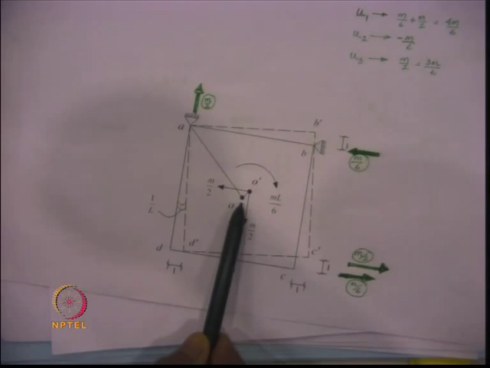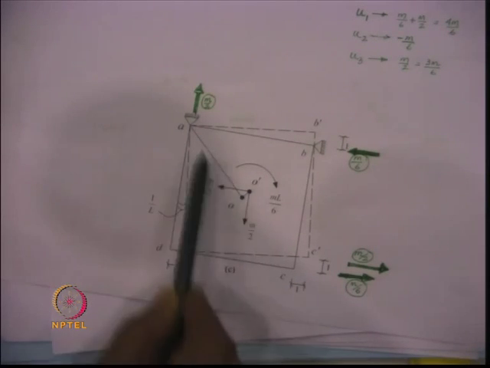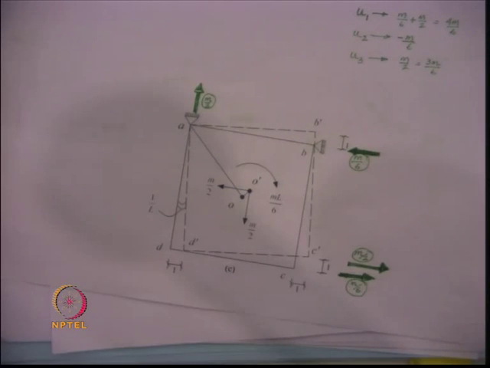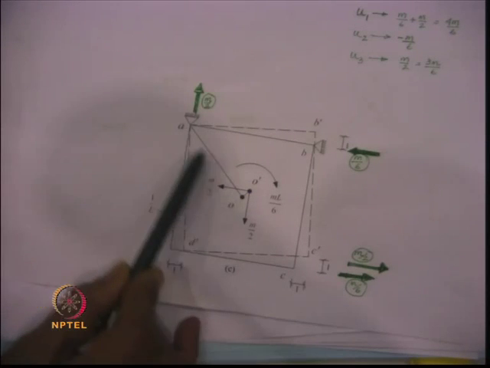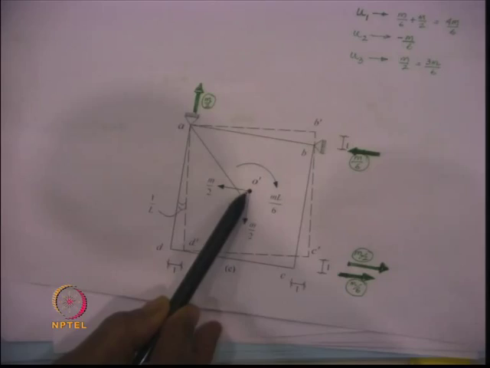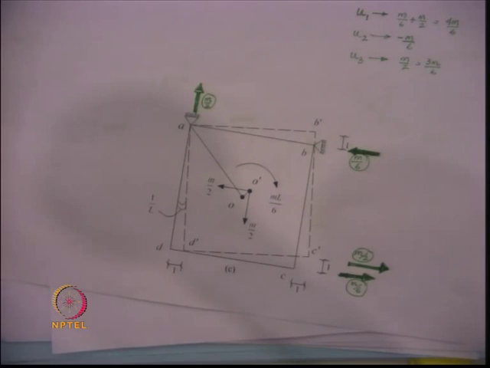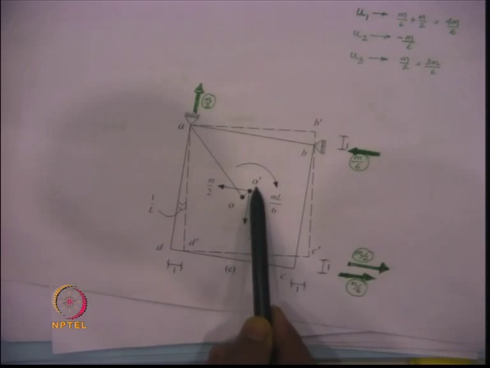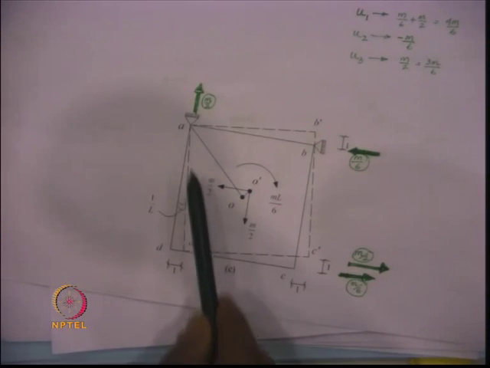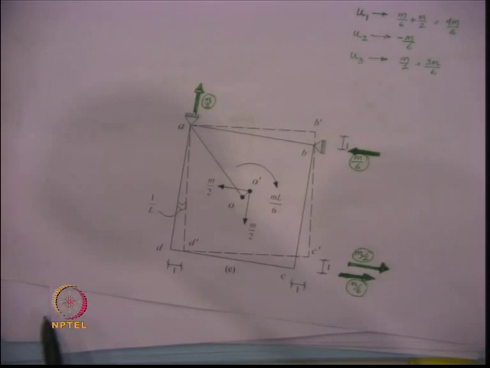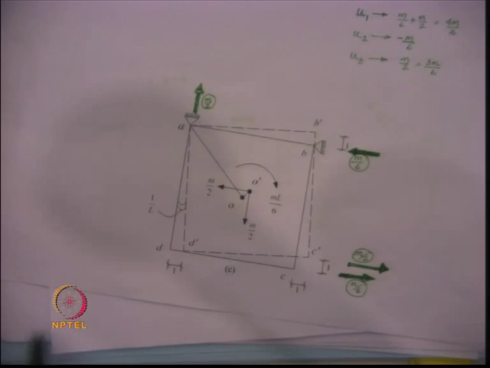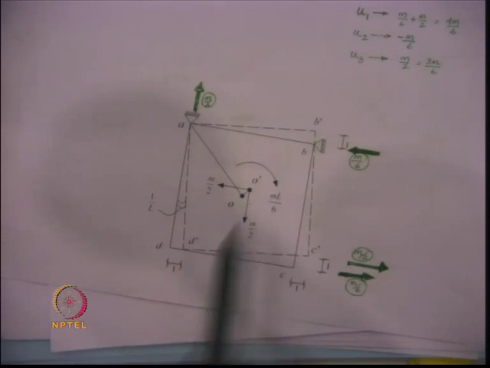Now, in the process, the original center of this square now moves to this point. This movement is again perpendicular to this line. If it moves, it has to move perpendicular to this line, so that there is no change in the length. So, the center moves to O dashed. Since there is a movement in this direction, there is a mass moment of inertia which is developed over here, which is equal to ML by 6.